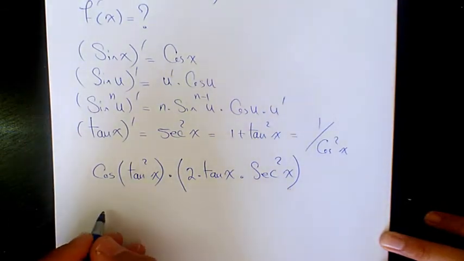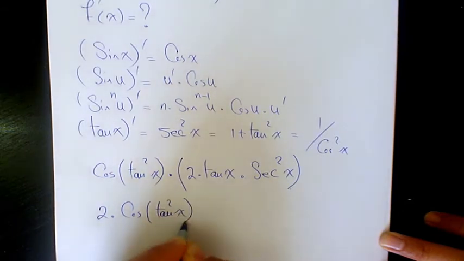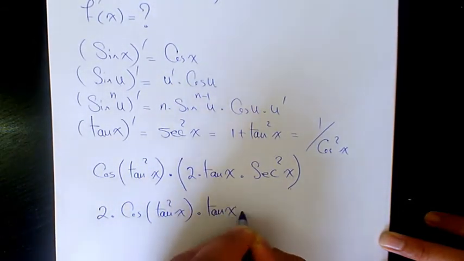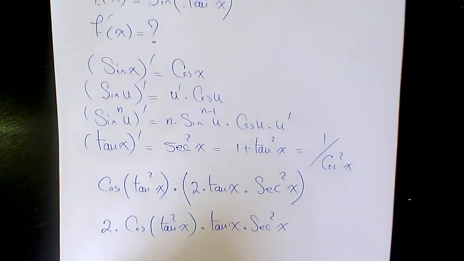So when you simplify, it's going to be 2 times cosine tan squared x times tan x times secant squared x. So this is the final answer.